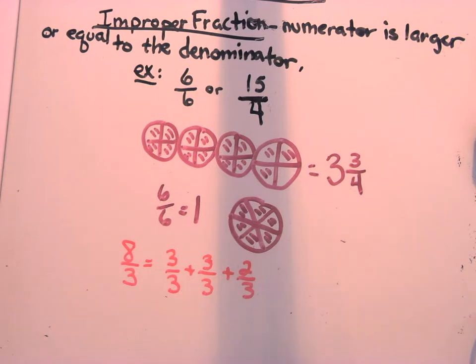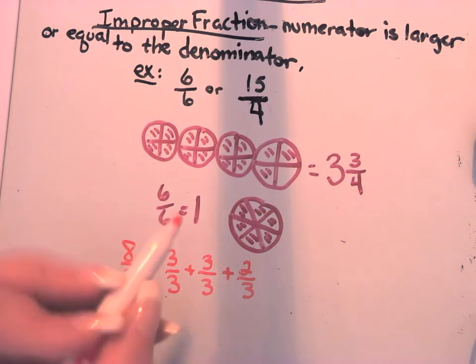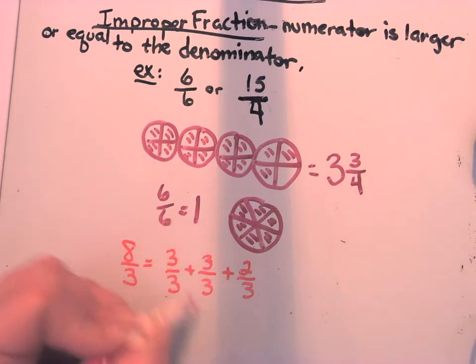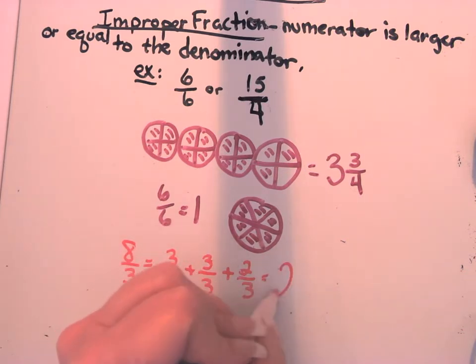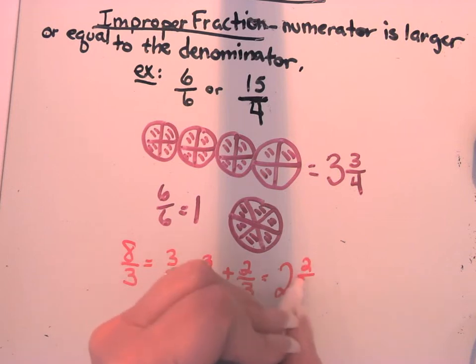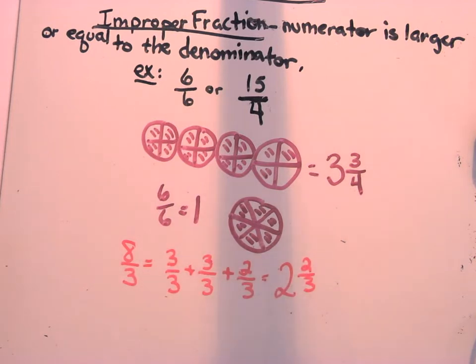And that results in a mixed number. This is one way your book shows you: you can take the 8 and do 3/3 plus 3/3 plus 2/3, which gives me 8/3. Each 3/3 is equal to 1, so that's the same as 2, and then 2/3. That's one way they show you how to do that.